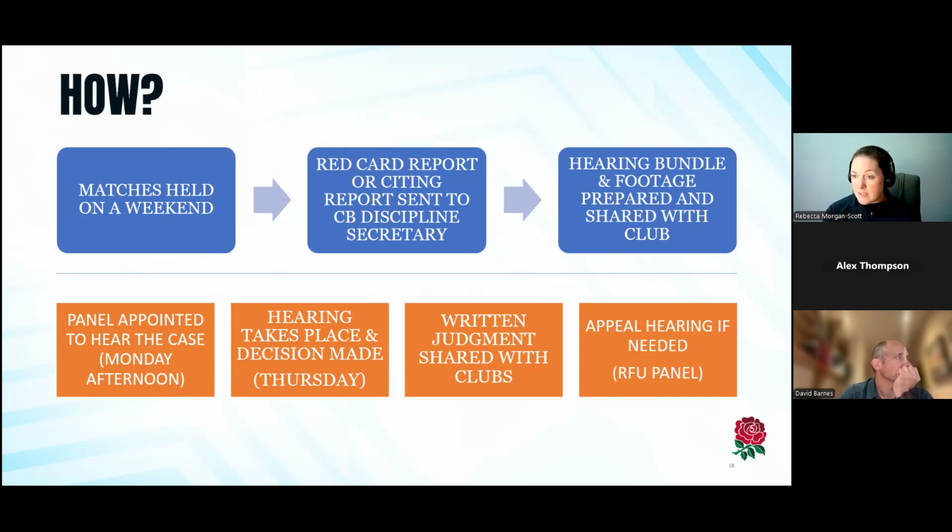So it's still the same process, but it's within the space of a few days as opposed to going over the following week. But that's how it goes from a match on a weekend, the red card being provided, sent out to the club, hearing taking place, and then an appeal hearing being held if needed.